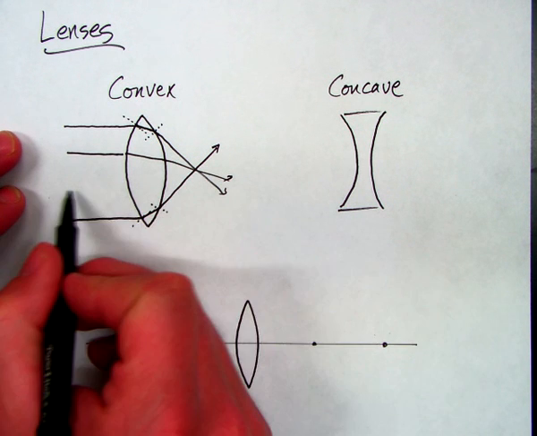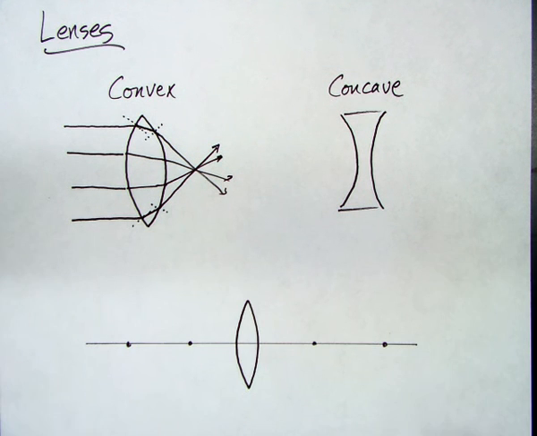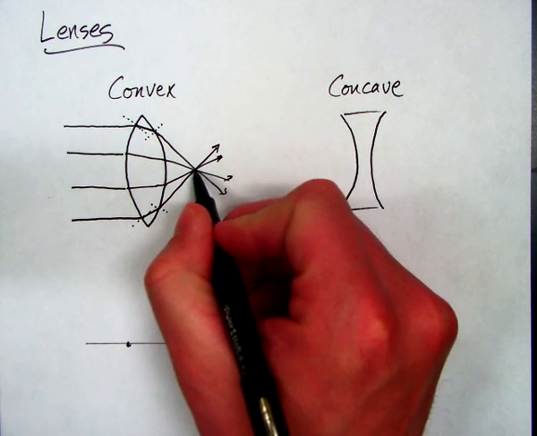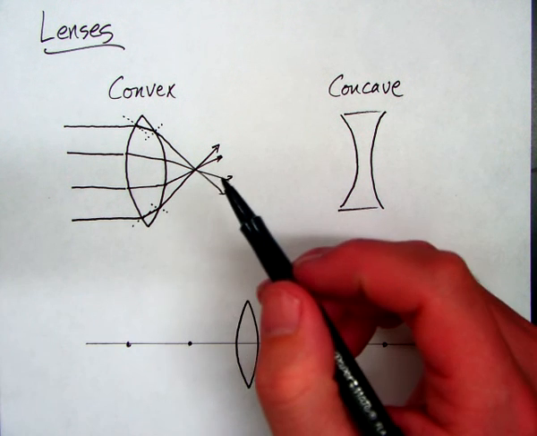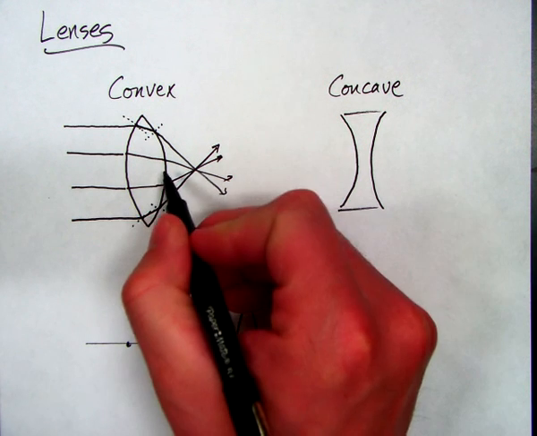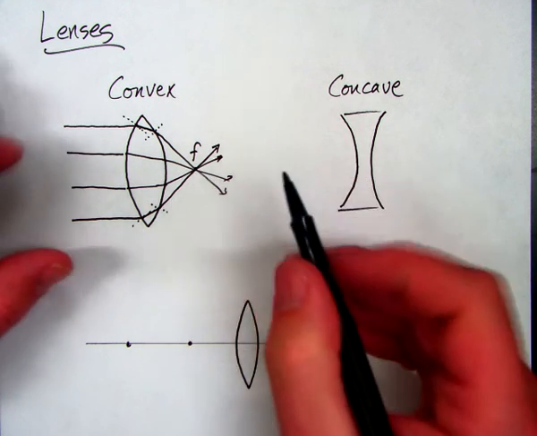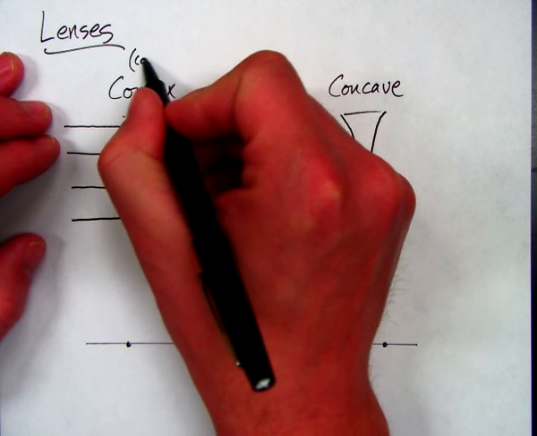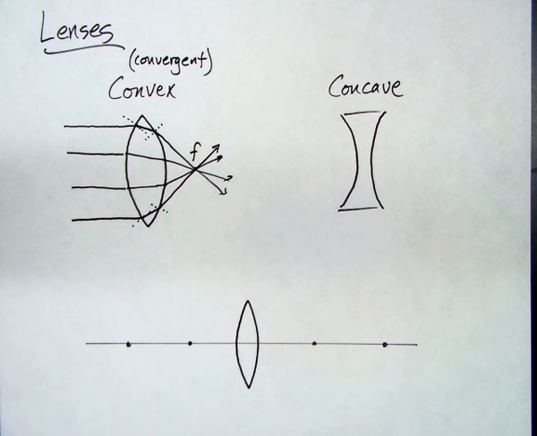And in fact, all of these parallel rays of light would converge. In a convex lens, this is a double convex lens. It's curved outward on both sides. You could have a planar convex lens. There's different shapes. But when it's thicker in the middle and thinner on the outside, we get light converging on a focal point. And we could call this type of device a convergent optical device.